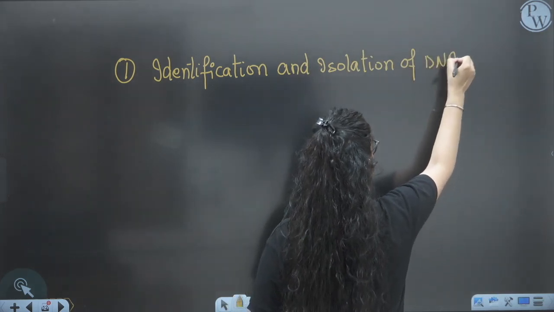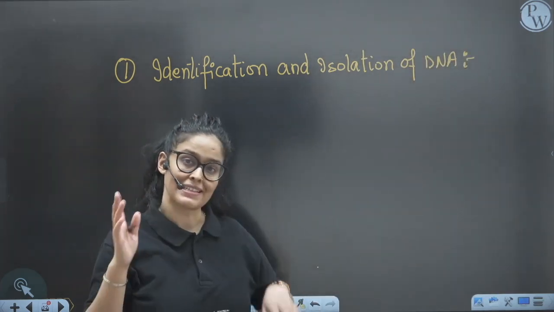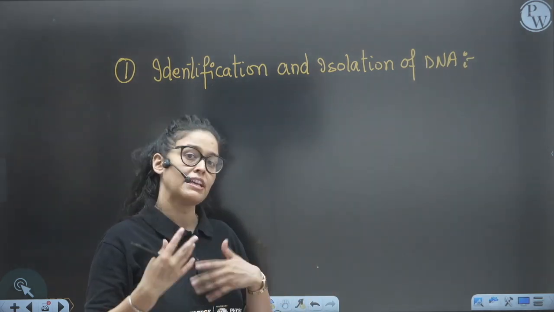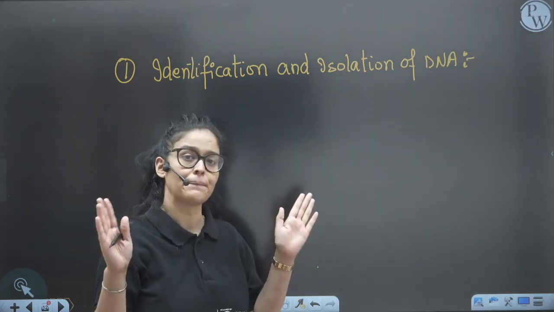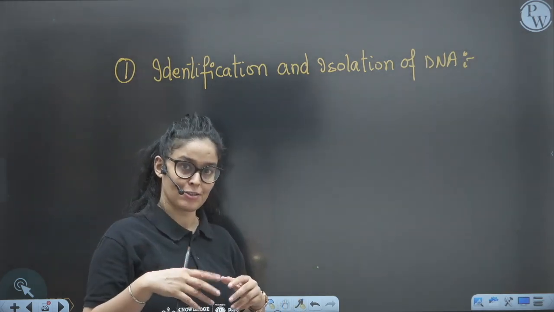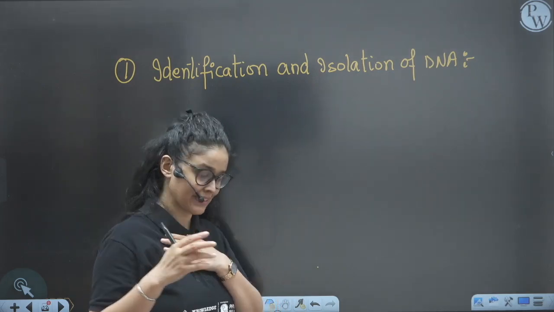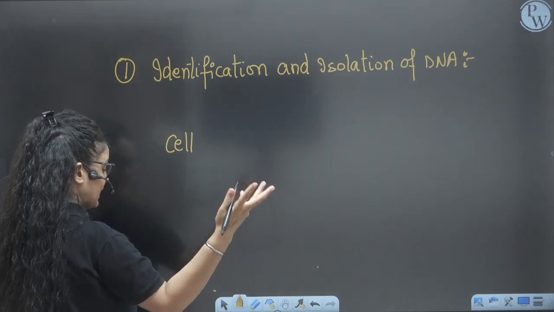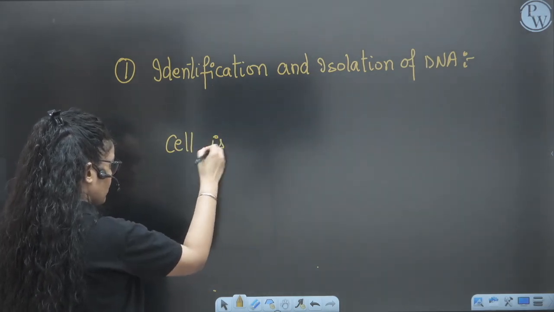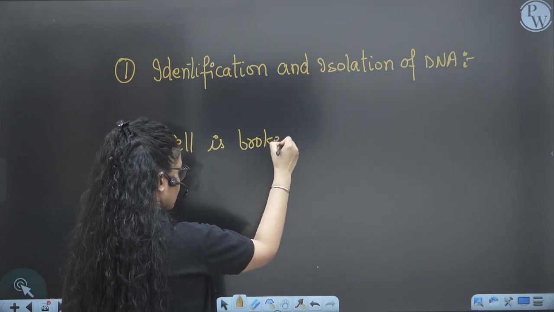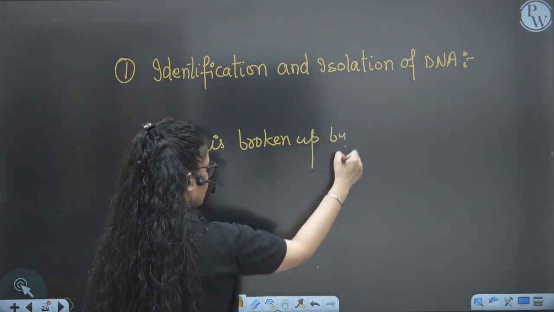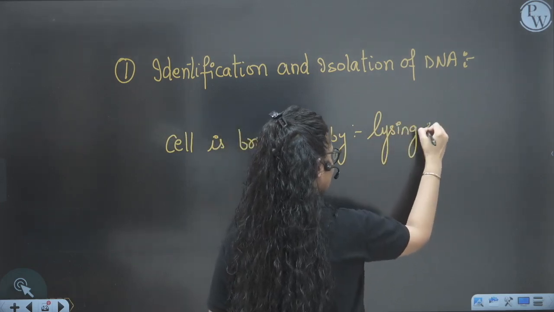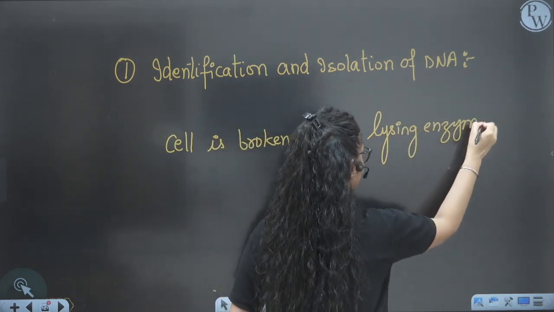Suppose we want a gene which is present in the DNA of bacteria, or a gene which is present in the plant cell. So we will use different enzymes to break down the cells and then isolate our DNA so that we can cut our gene from that DNA, right? So first of all, we have to open the cell. The cell is broken up by lysing enzyme.